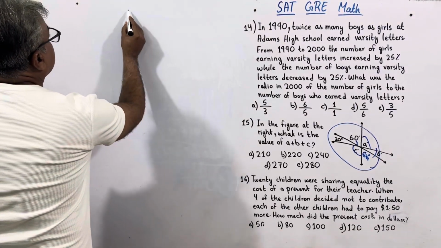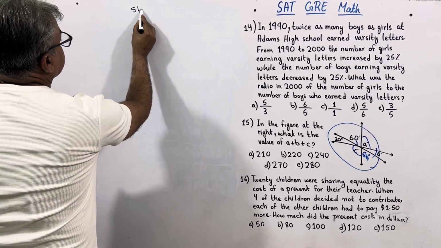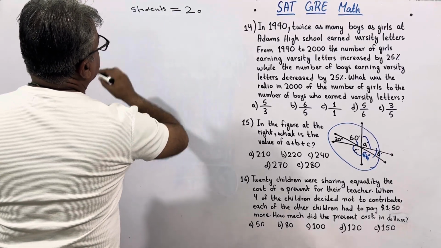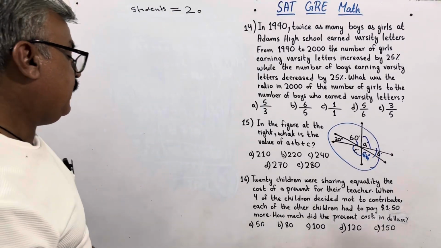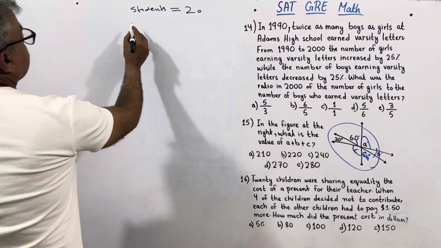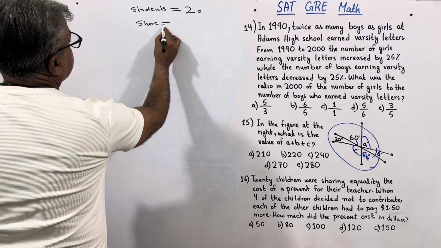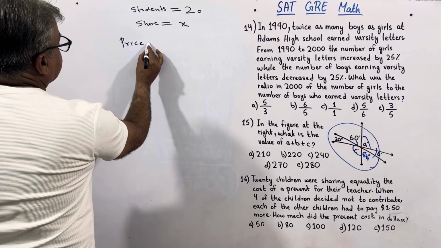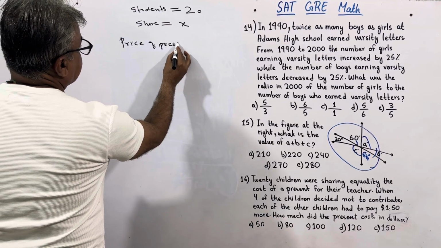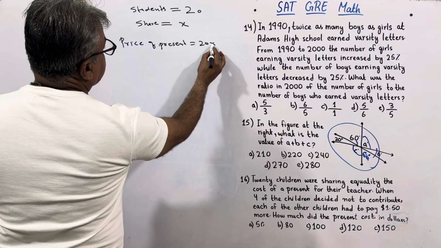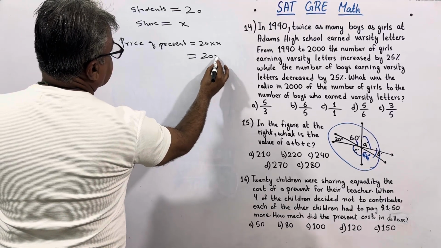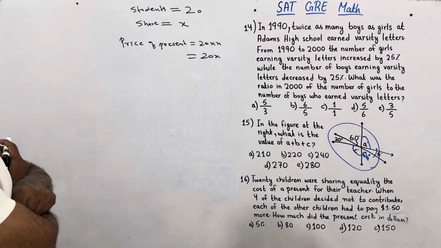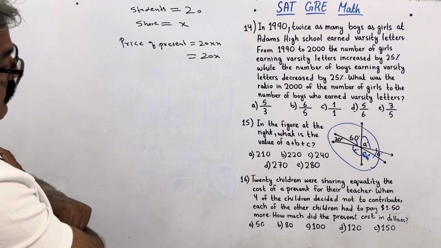Initially, there were 20 students. Initially, how many students? 20. And they shared equally. Suppose their share is X. So the price of the present for the teacher is the product of 20 and X: 20x.